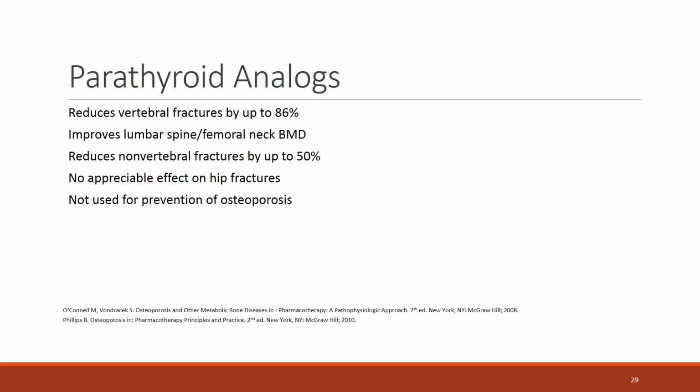They reduce vertebral fractures by up to 86%, non-vertebral fractures by up to 50%. They do improve bone mineral density in the lumbar spine and the femoral neck. They don't have as much of an effect on patients who have hip fractures or very low bone density there, and it's not to be used for prevention of osteoporosis, only treatment.